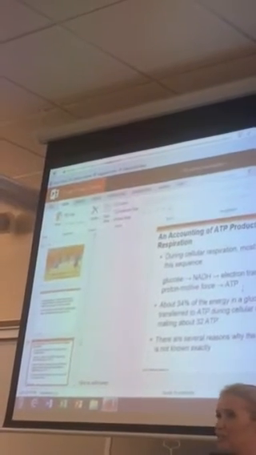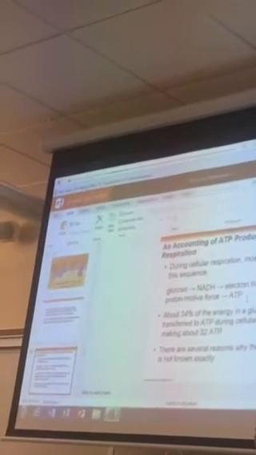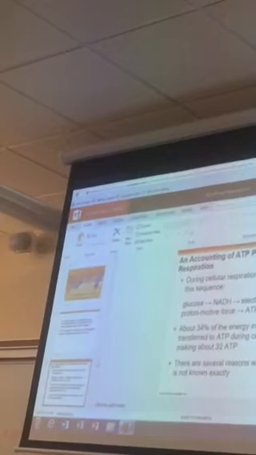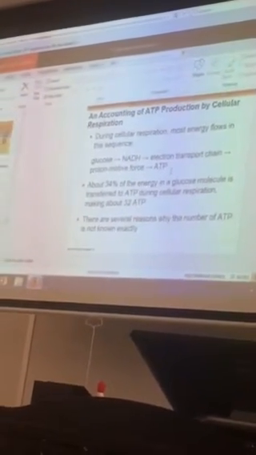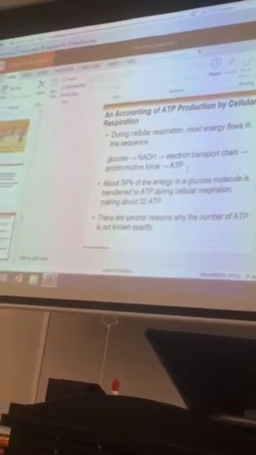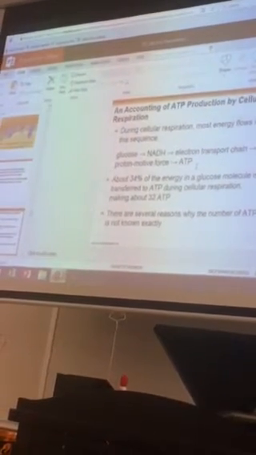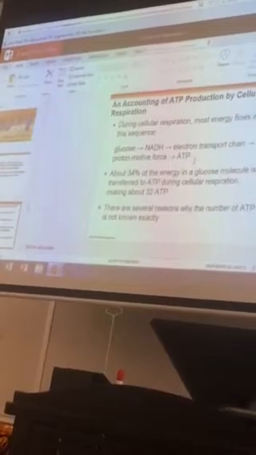heat. So 34%, you think, gosh, that's not very good. Only 34% of the energy actually gets used to make ATP, and the rest of it is just lost. But if you think about it, your most efficient engine, if you go buy a car, is able to convert about 25% of the energy stored in the fuel into energy that's actually used to move the car forward. So it's really not bad. It's actually a pretty efficient little cell.